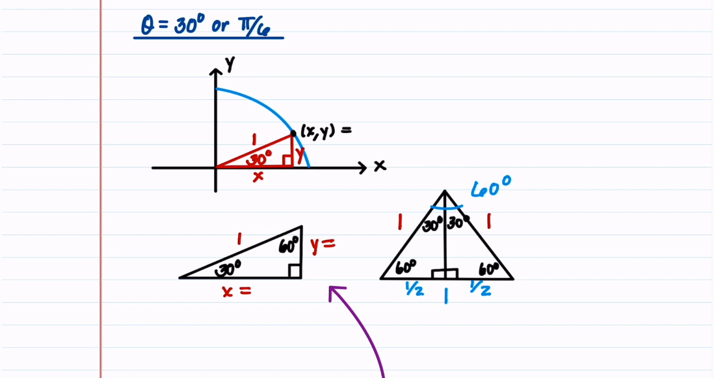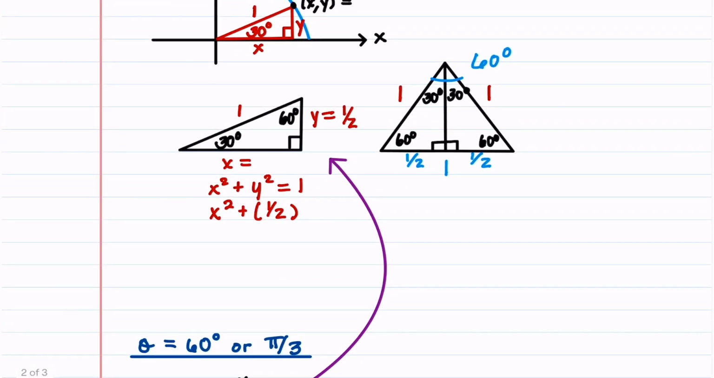The reason for this is that the sides opposite equal angles have to be equal. Let's put those values now on our triangle. So the side opposite 30 degrees is 1/2. The side opposite 60 degrees is x, which we don't yet know. We can use the Pythagorean theorem that says x squared plus y squared is equal to 1. We're going to find x, so that's just x squared. We're going to plug in 1/2 for y squared, and that's equal to 1.